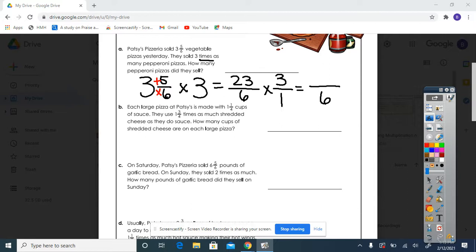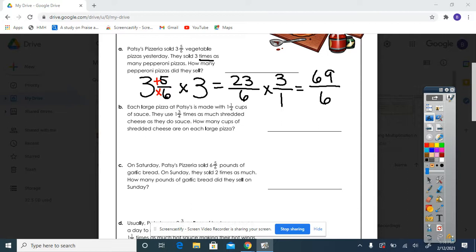23 times 3, we might not know off the top of our head, but if you do 20 times 3, you get 60. And if you do 3 times 3, you get 9. So 60 plus 9 is 69. Now, your top number is bigger than the bottom number, so that means that we still have a step or two to do. That means that it is a mixed number.